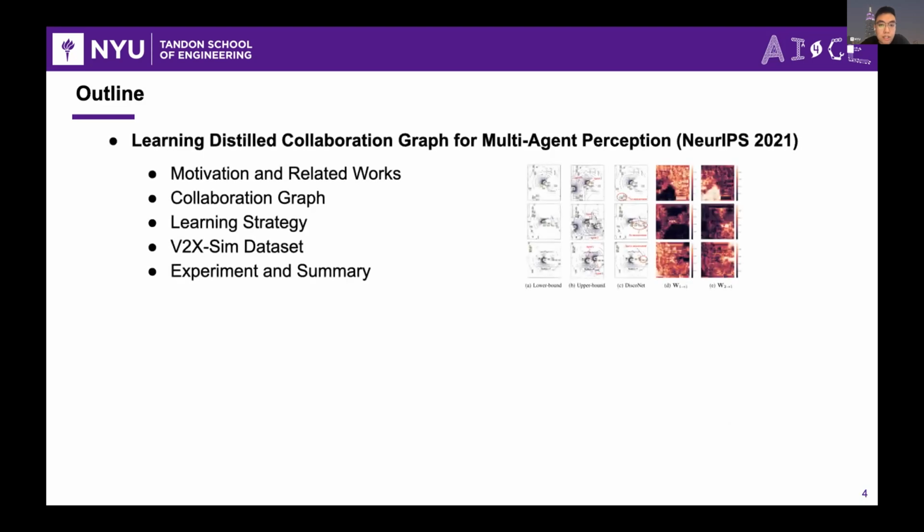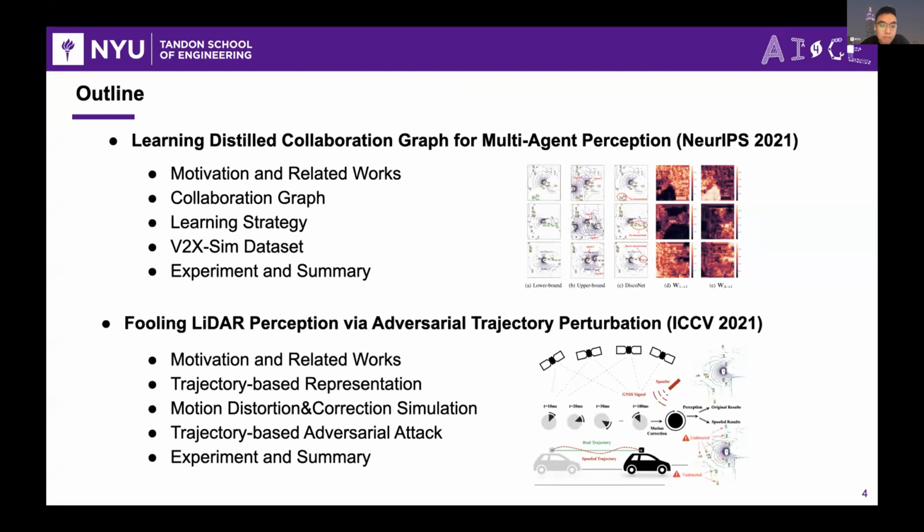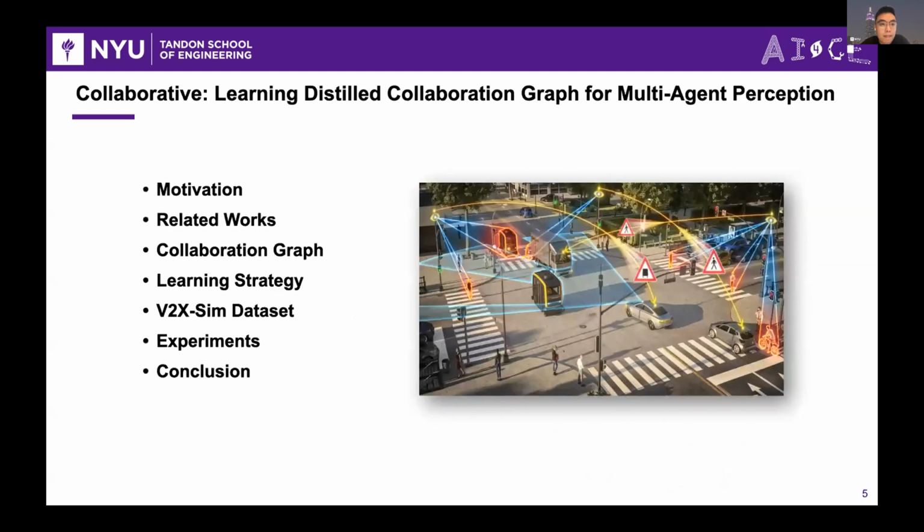The first one is collaborative perception, and the second one is adversarial perception. In these two works, I will show how we design novel 3D deep learning algorithms to improve the robustness of the LiDAR-based perception system. In the collaborative part, we are trying to investigate how to conduct collaborative perception in a high-dimensional feature space, and we propose to learn a digraph with matrix-valued weight in order to achieve collaborative perception.